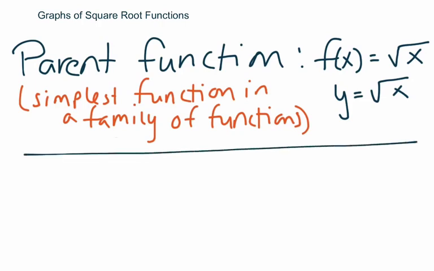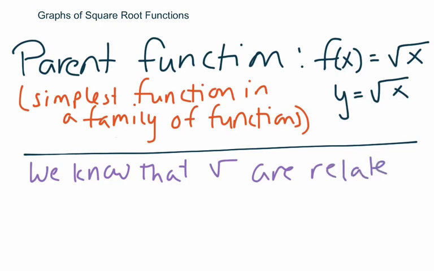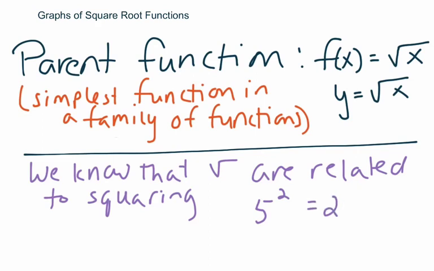Now I want to toss an idea out to you before we get into that, and that is, we know that square roots are related to squaring. We do know that those two operations are related. We know that if we do 5 squared, we get 25, and we know that if we do the square root of 25, we get 5. And that squaring and square rooting are operations that undo each other, which we established when we talked about what square rooting is.